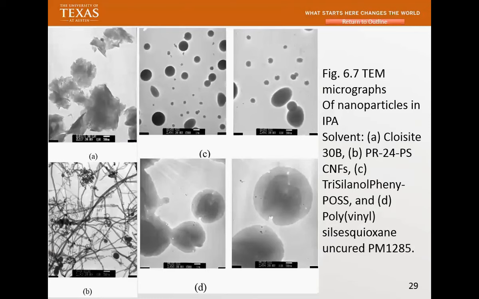Okay, here's an example. Here's what we did on clay. You may have heard of this Cloisite 30B. It used to be a Southern Clay Products product. Southern Clay Products is no longer in existence. BYK bought them, and we use the clay. So when we put the clay in IPA, and I'll tell you why I use IPA later on, it looks like that. Okay, you see layers of clay stacked together.